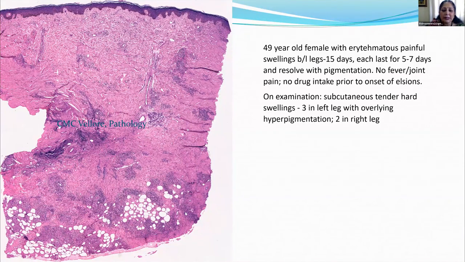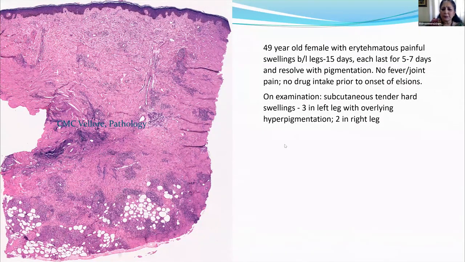Can you see the panniculus septa here? The septa looks clean, right? So the inflammation looks predominantly in the lobules because the septa looks clean here. So this is a lobular panniculitis, where the dermis is almost normal, so is the epidermis.